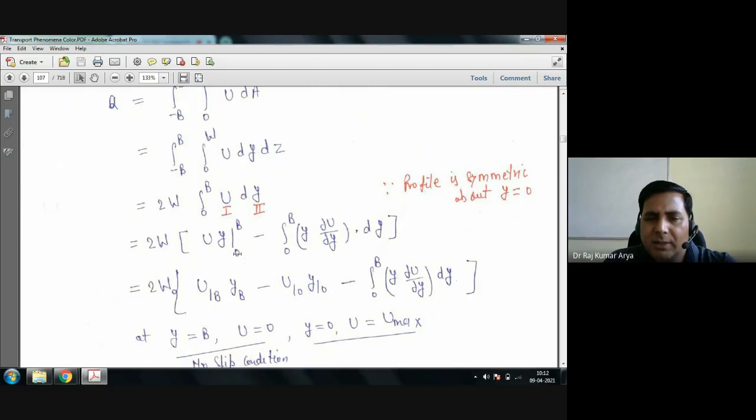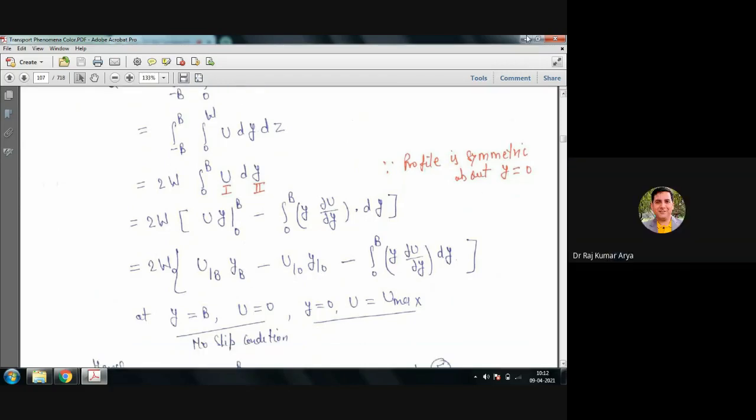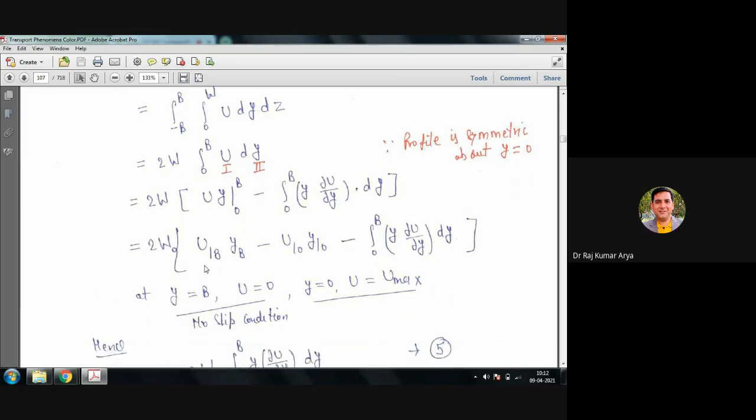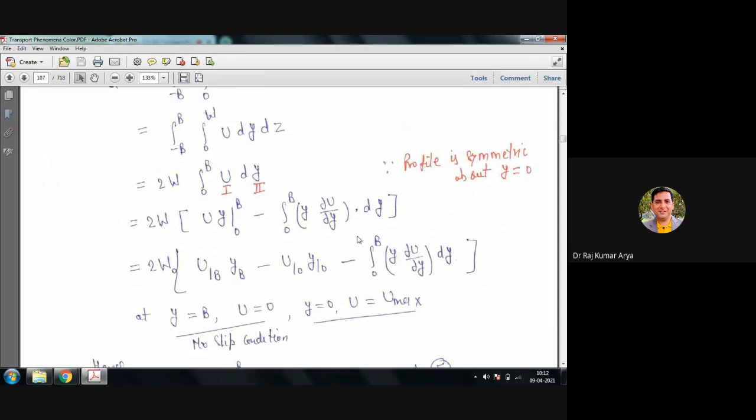The limit here is 0 to b. So one time you can write for b, one time for 0. Now for this term, what you wrote here is y del u upon del y into dy. So you are getting this.